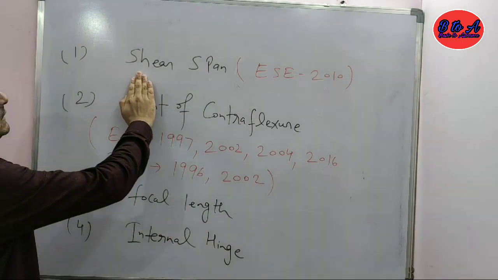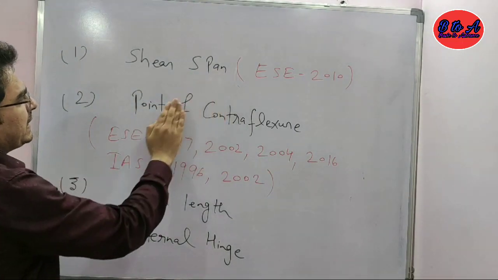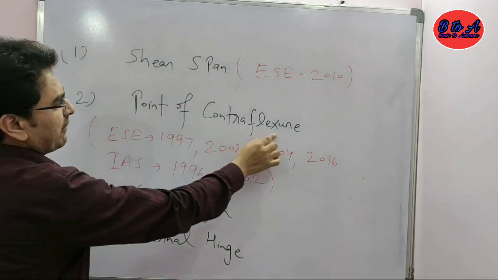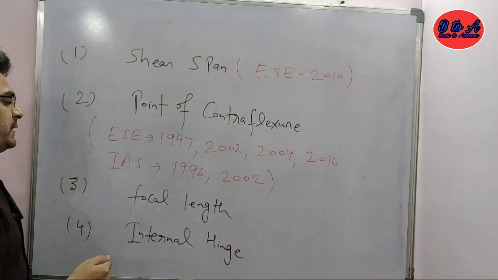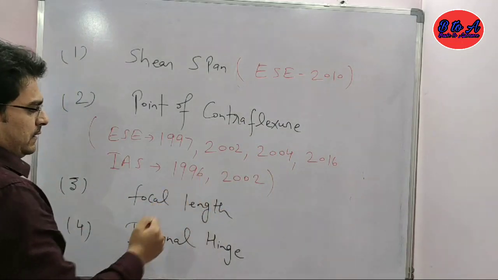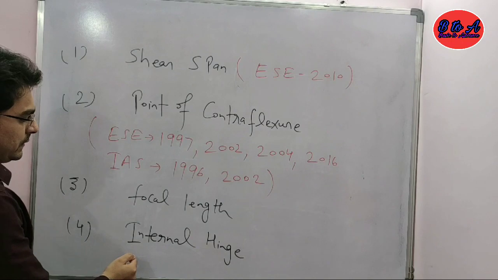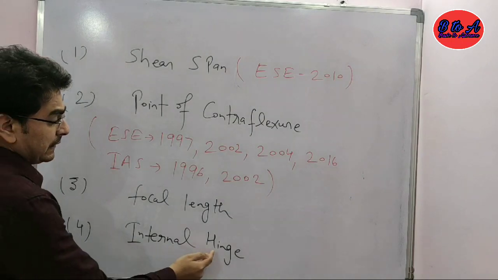Our first point is shear span. Our second point is point of contraflexure. Our third point is focal length. At last, I will cover the concept of internal hinge.